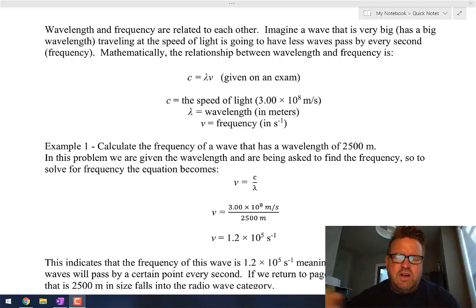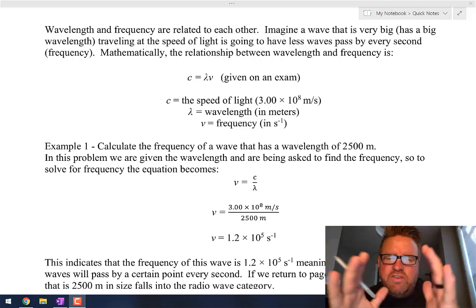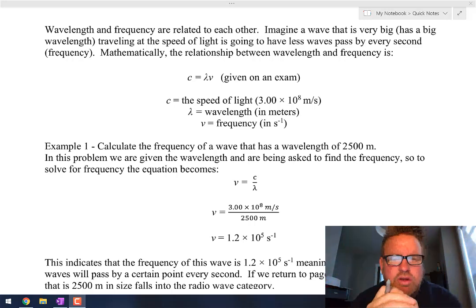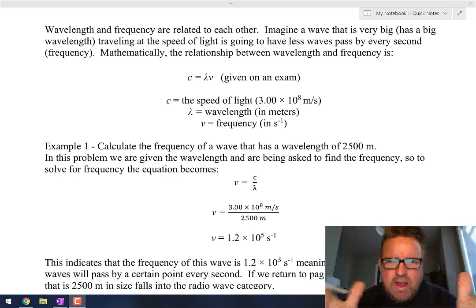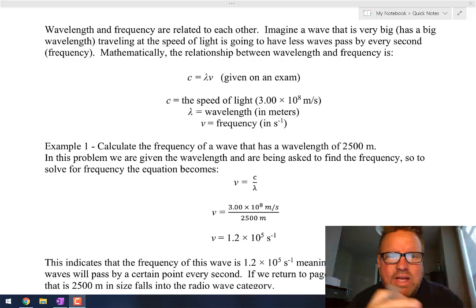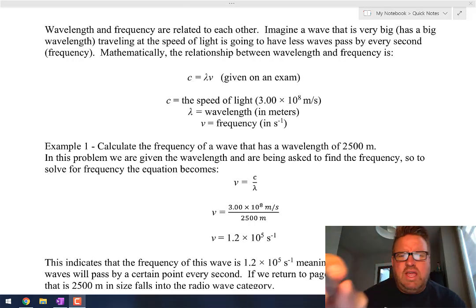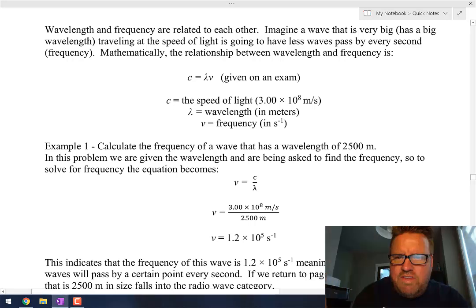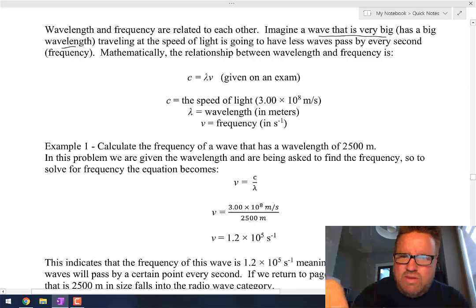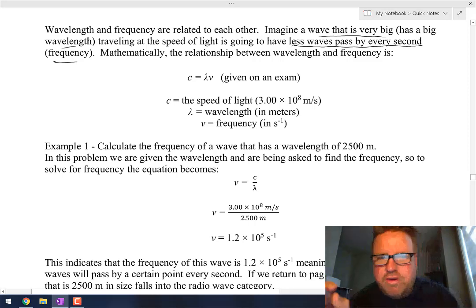Right, so yesterday we talked about wavelength and frequency, and we learned that when a wave is very, very large, many times its frequency is going to be much, much smaller. We said the wavelength is how big the wave is. The frequency is how many waves pass by a certain point every second. So if a wave has a big wavelength, and it's always traveling at the speed of light, fewer waves pass by per second, so it's going to have a smaller frequency.